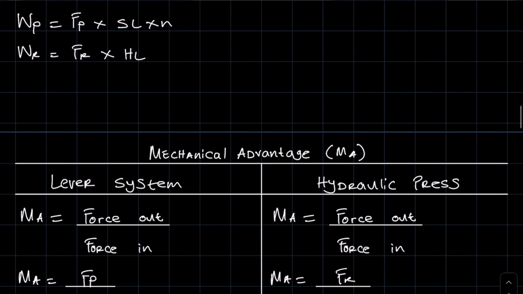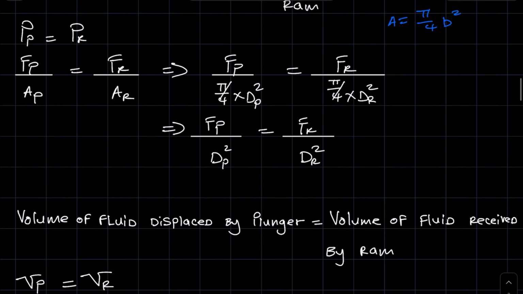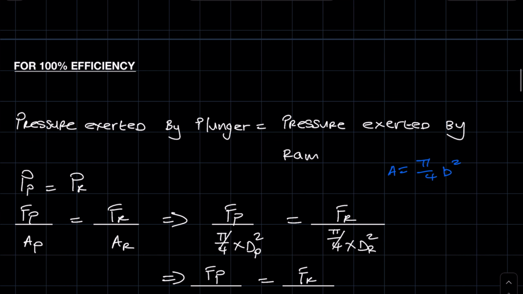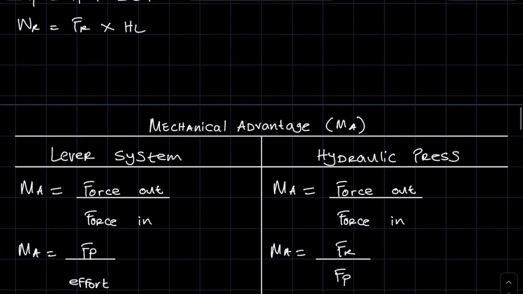Now, the formulas that we've just looked at, we use if the system is 100% efficient. When the system is 100% efficient, then we use these formulas we've just gone through exactly as they are.